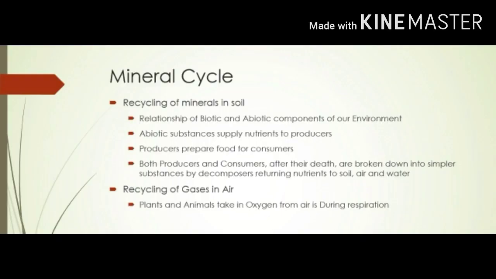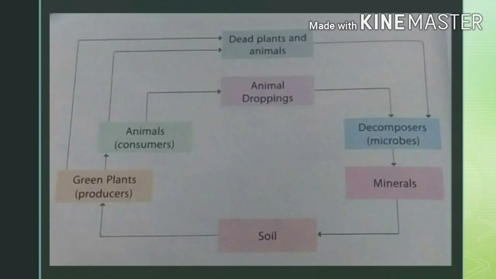Now we will do the mineral cycle. There are two types of mineral cycles. In the given picture, you can see soil and green plants. Then green plants are eaten by animals. Animals give us droppings, and then they are decomposed. Then minerals are generated again, and then minerals are given to soil.